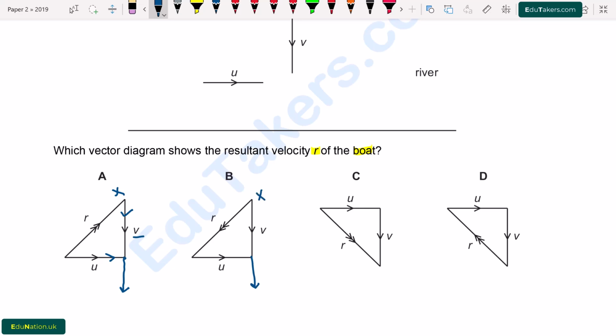Option C, u is given rightward and the tail of the second vector also coincides with the head of the first vector, which is u. The direction of the resultant is from the tail of the first vector toward the head of the last vector, which is also correct. So C option is correct. In the option D, the direction of the resultant is changed, so it is incorrect. Only the correct option is C.